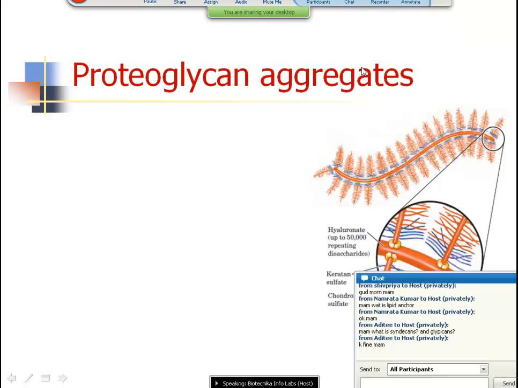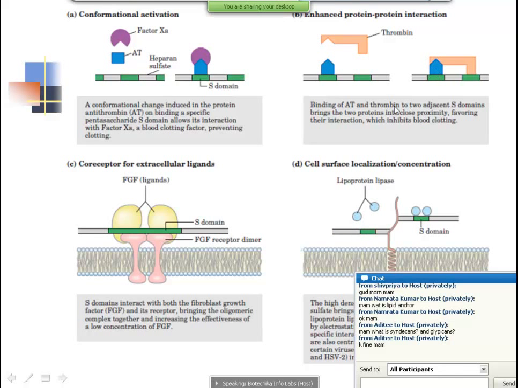Now another way in which the S domain can help in the interaction is by bringing two different proteins close to one another. So if you see here, it has got antithrombin and thrombin. Alright, both of them will bind to two S domains which are adjacent to each other. Because of that, they will come in close proximity to one another and they will bind to one another also. So the S domain will help in bringing two different proteins closer to one another, and that will help in their interactions. Alright, so because of that, again it will help in inhibiting the clotting process.